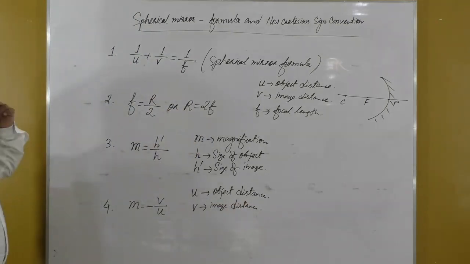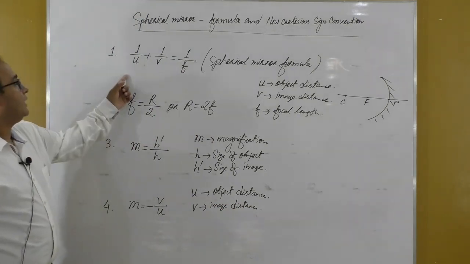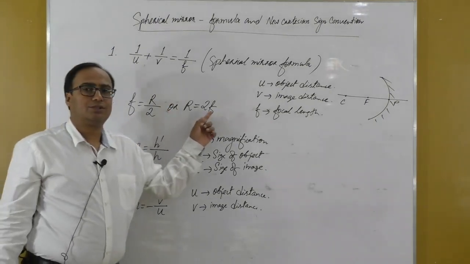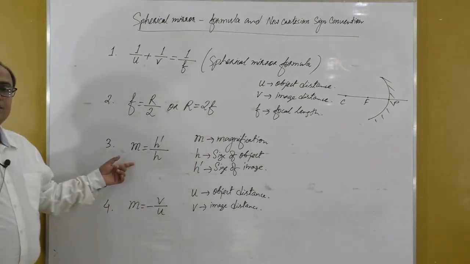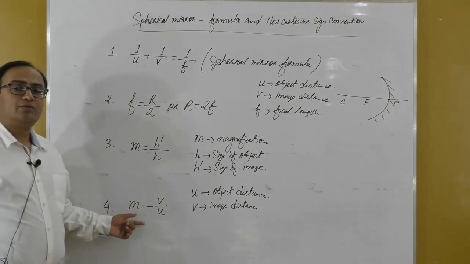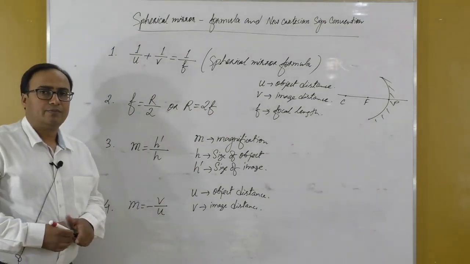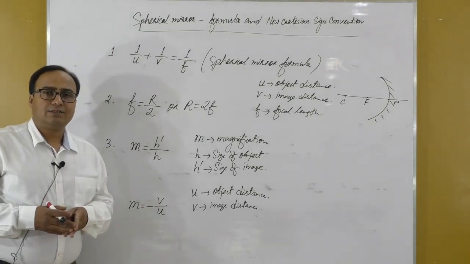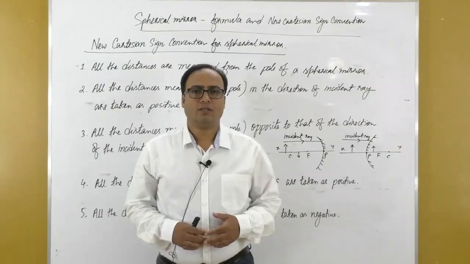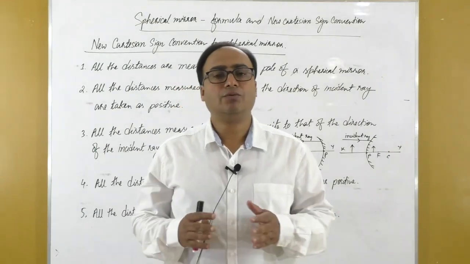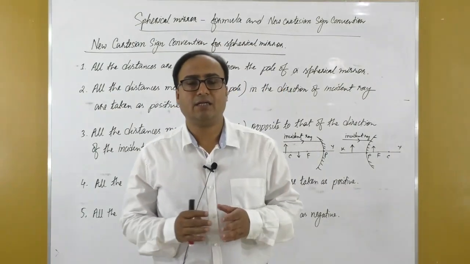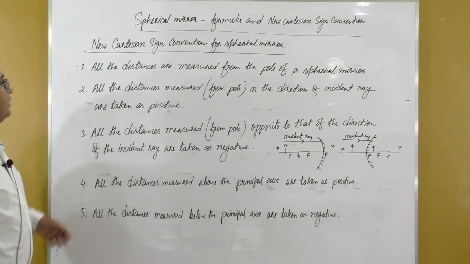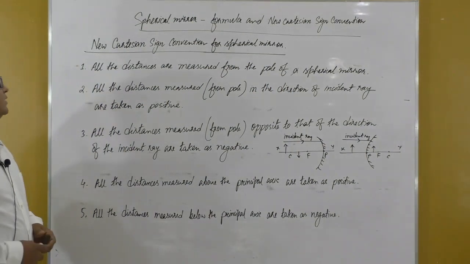So four important formulas we discussed. First one, 1 by u plus 1 by v equals 1 by f. Second one, f equals r by 2 or r equals twice f. Third one, m equals h dash by h. And fourth one, m equals minus v by u. Note down these formulas properly, and we will discuss the new Cartesian sign convention after this. Before starting the new Cartesian sign convention for spherical mirrors in detail, I suggest you note down these important points related to it.